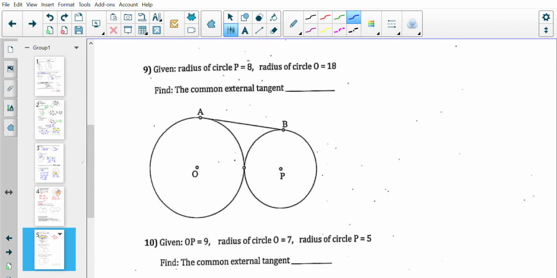Okay, so now we have, given the radius of circle P is 8, the radius of circle O is 18. Find the common external tangent. So I ultimately want to find the length of A to B. That's what we want to find. So we're going to follow our instructions.